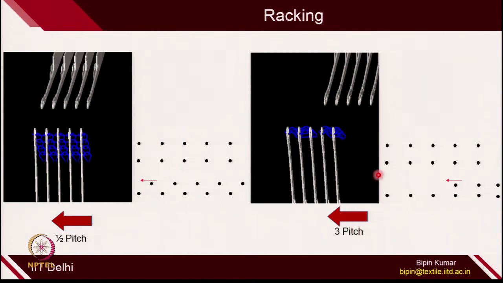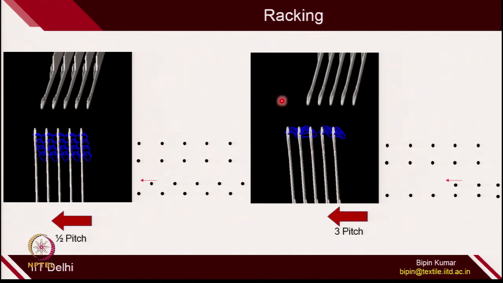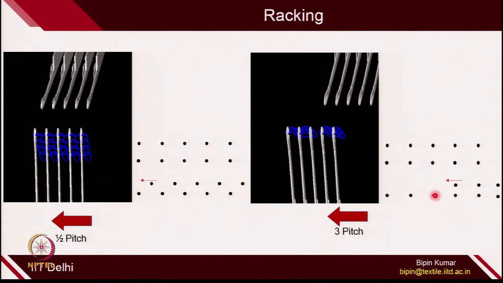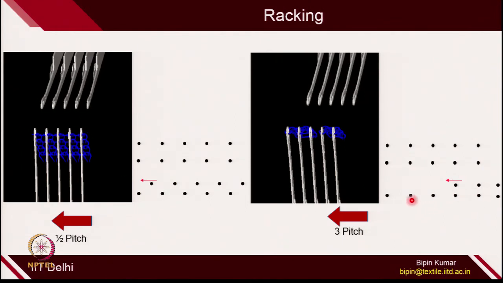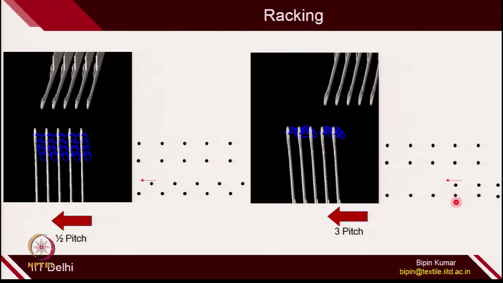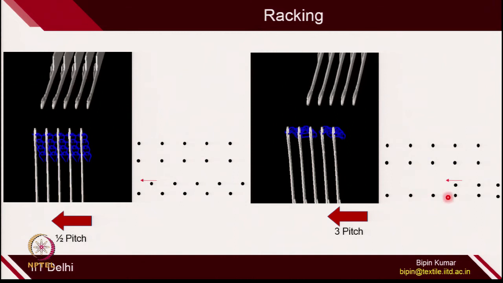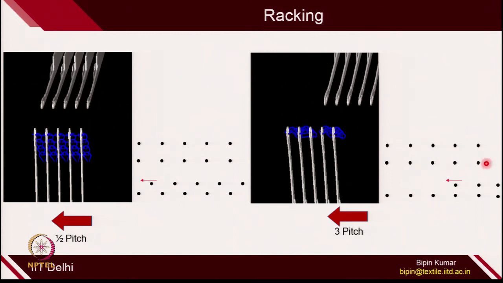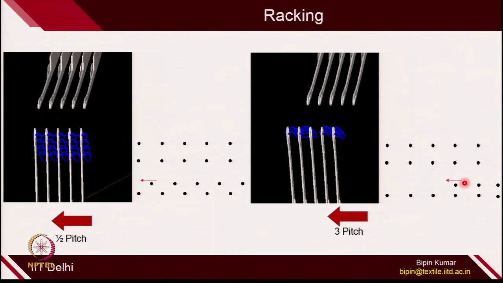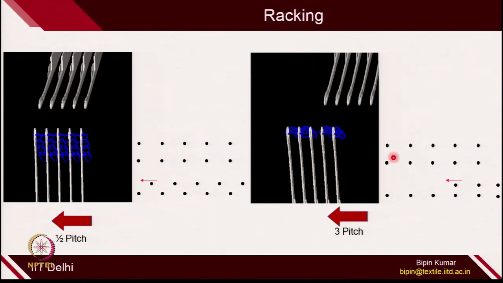If you see the other video here, the needles are moving 3 pitch. You can see here the bed is actually shifting 3 pitch in the left direction. Here the back bed is away from the front bed up to 3 needle positions, and in the second course the back bed is moved from right to left and it is facing each other.